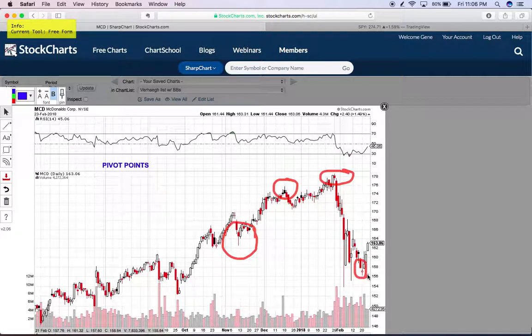And then down here, just this week, you've got this low here, higher low here, higher low here, bullish candle, and it takes off. So that's just on McDonald's.